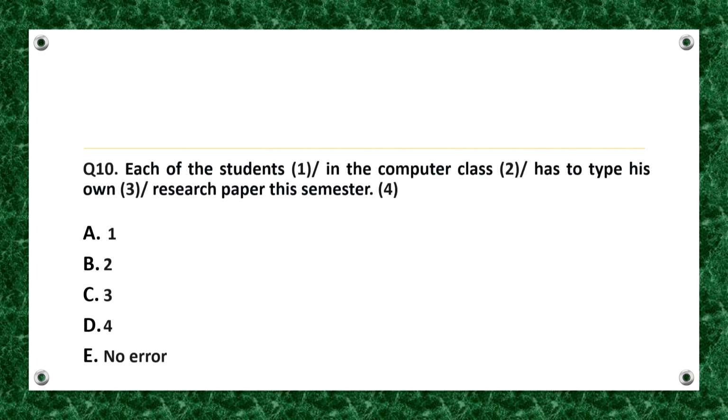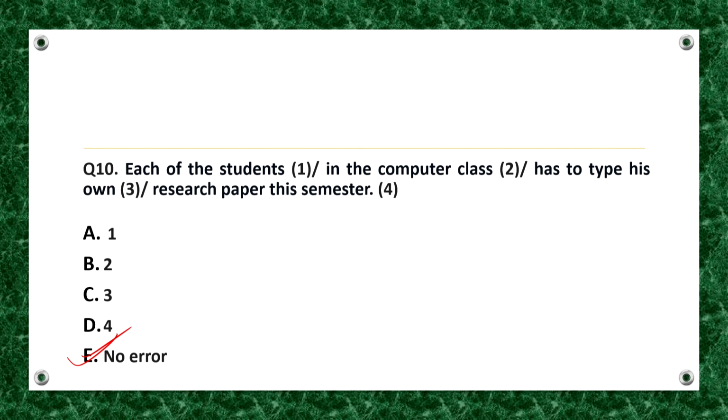Fine. Now, next question is this. Solve it. So, is it done? Let's discuss. Let me first read out the sentence given. Each of the students in the computer class has to type his own research paper this semester. So, the correct answer is option E, that is no error.